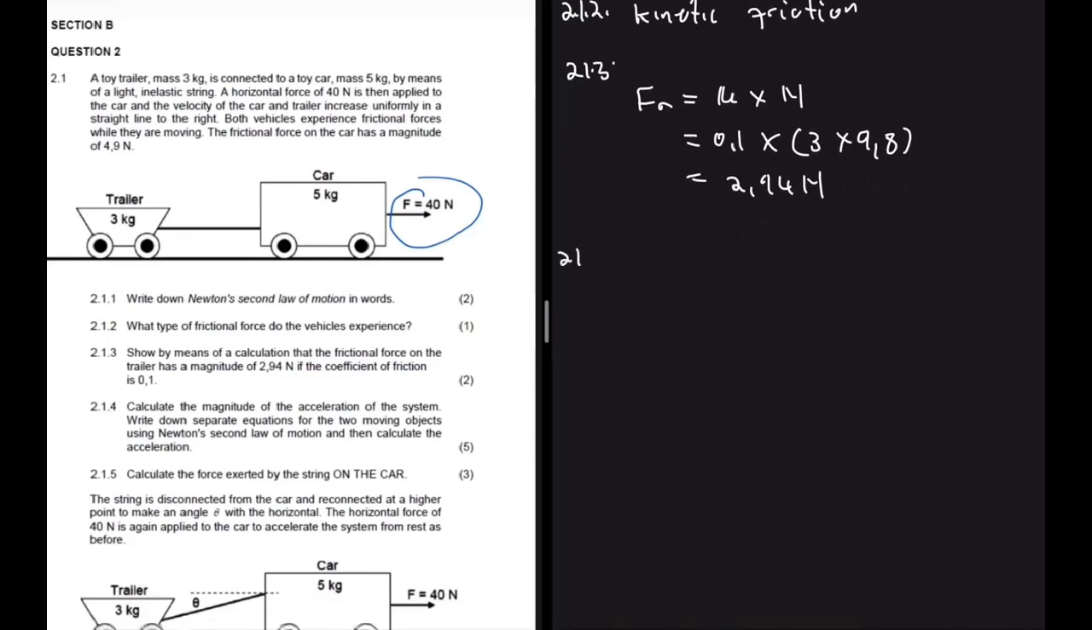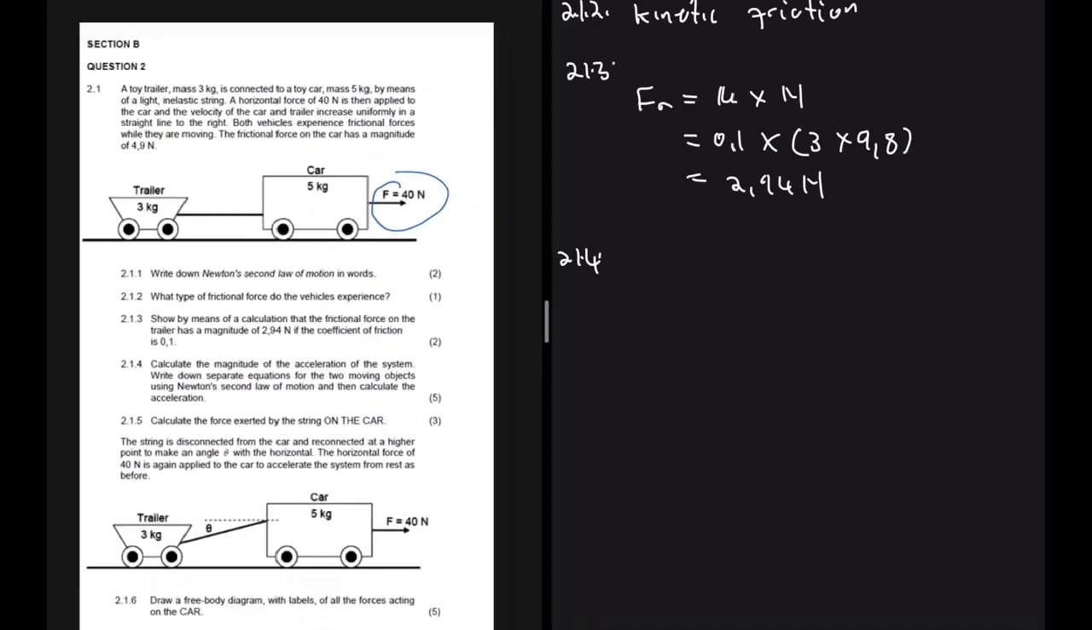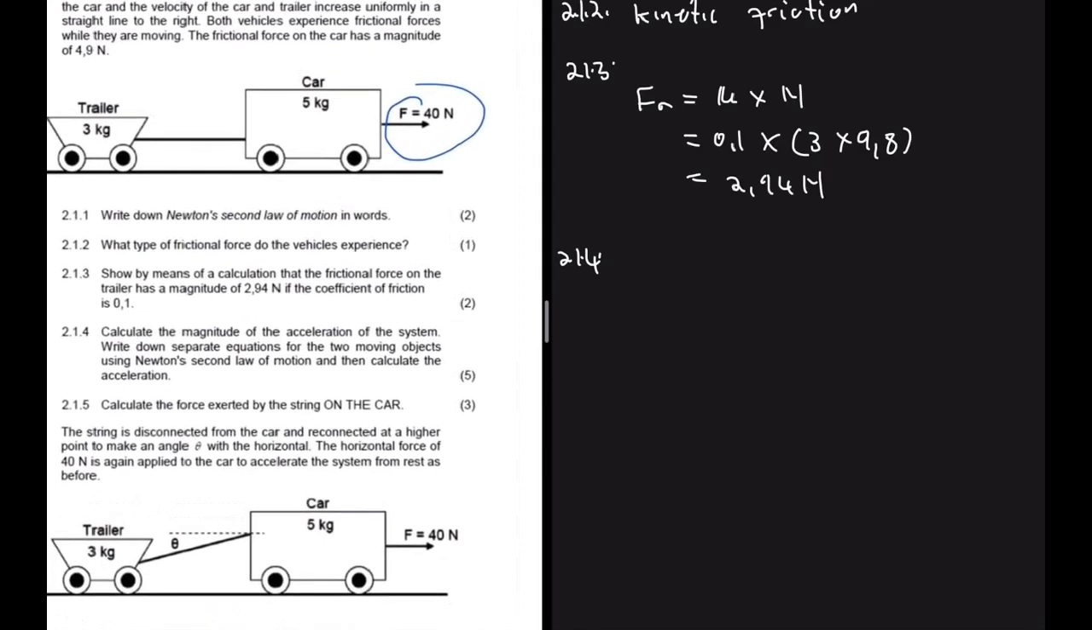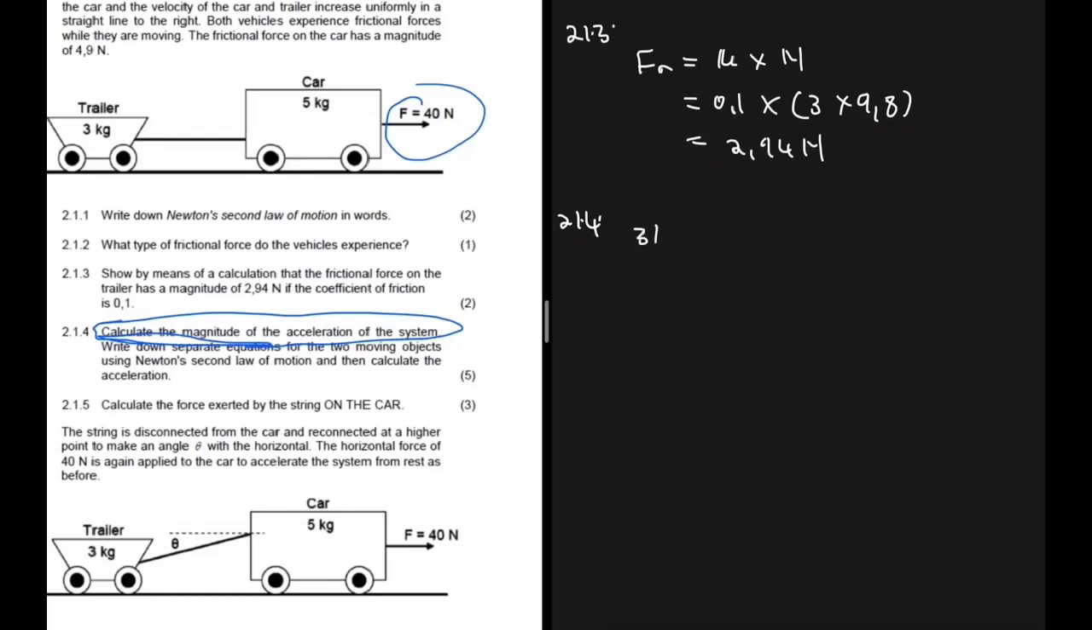And then 2.1.4 says calculate the magnitude of the acceleration of the system. And then it goes on to say write down the separate equations for the two moving objects using Newton's second law of motion, and then calculate the acceleration, which is really unnecessary because we know that almost always when we're calculating the magnitude of the acceleration, we'll have to have two equations which we will then solve simultaneously. But then, okay, without wasting any time, let's start with the 3 kg mass. So we're gonna say 3 kg, and then we're sticking to Newton's second law, right? So we're gonna say F net equals ma.